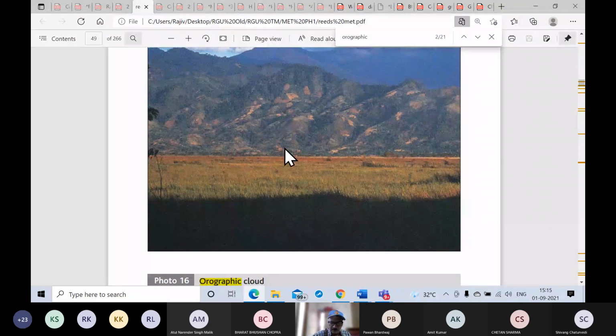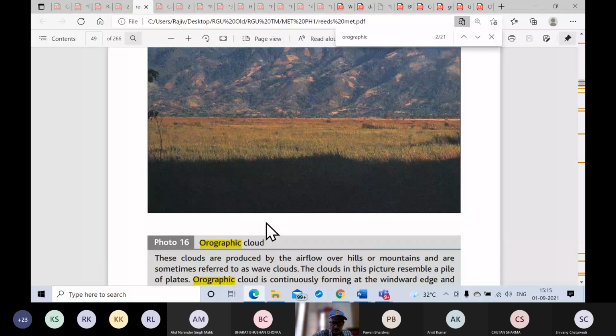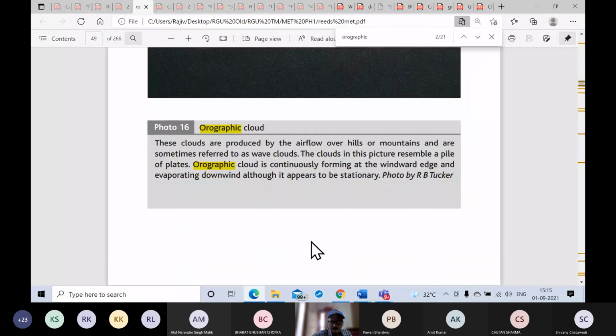You remember what is adiabatic lapse rate? Yes, sir. Without any exchange of heat from outside, the loss of heat can be done without any exchange from outside. Adiabatic. So this is what is showing you the build of orographic clouds. Clouds produced by the airflow over hills or mountains, and sometimes referred to as wave clouds.